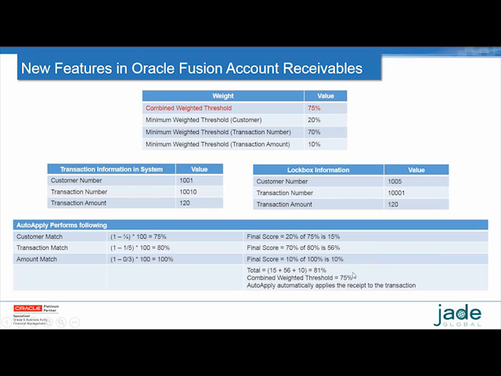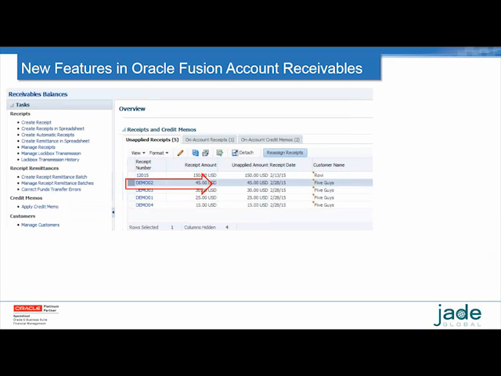Suppose the score is less than this 75%, say for example 70%. Then it would be recommended to the user that this is an open transaction available with a reference score of less than 75%. So that's how the smart receipt functionality calculates the threshold values, and it automatically applies the receipts.